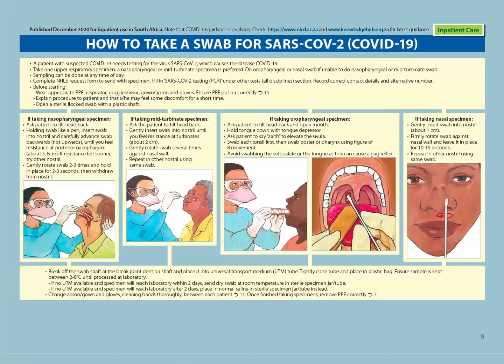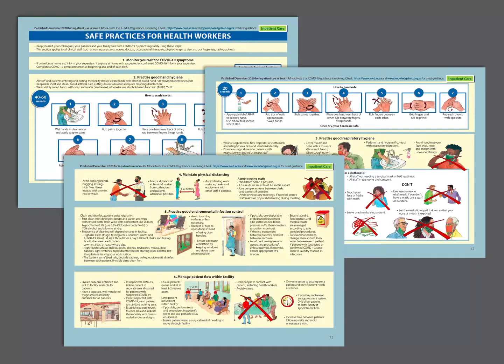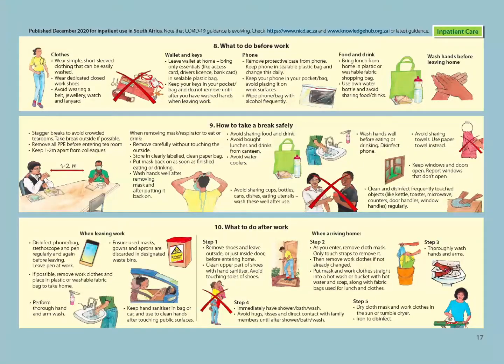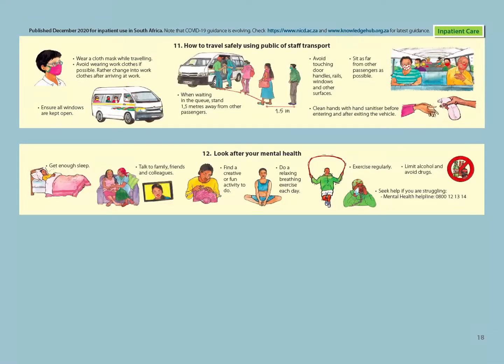Should you need to take a swab for SARS-CoV-2, this page explains how to do this procedure correctly. The Safe Practices section on pages 11 to 18 cover infection prevention and control measures, including the appropriate use of personal protective equipment, tips on what to do before and after work, how to take a break safely, and how to travel safely using public transport.